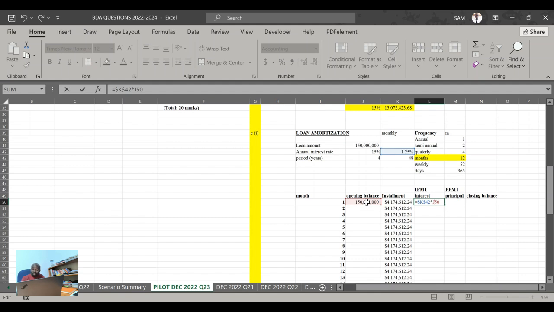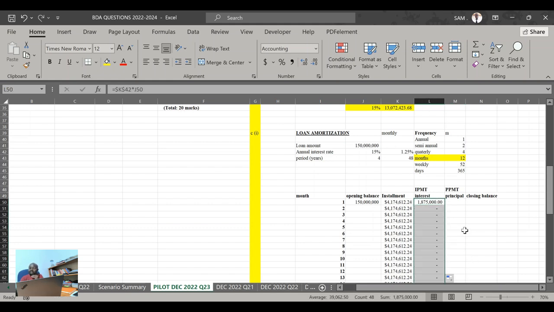Remember to lock it, yeah, because it's not going to change. After I've done that, I will just go ahead and autofill. Don't ask, I believe that no one is questioning how we are autofilling. This is something I explained.